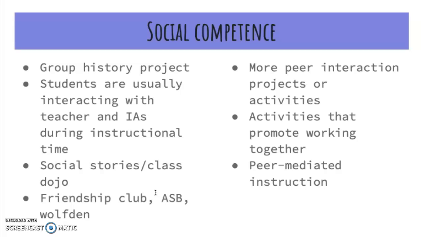ASB was another way peers form social networks. The teacher was able to pick 2 students per semester. ASB was only for the upper grades, which is 4th and 5th graders.